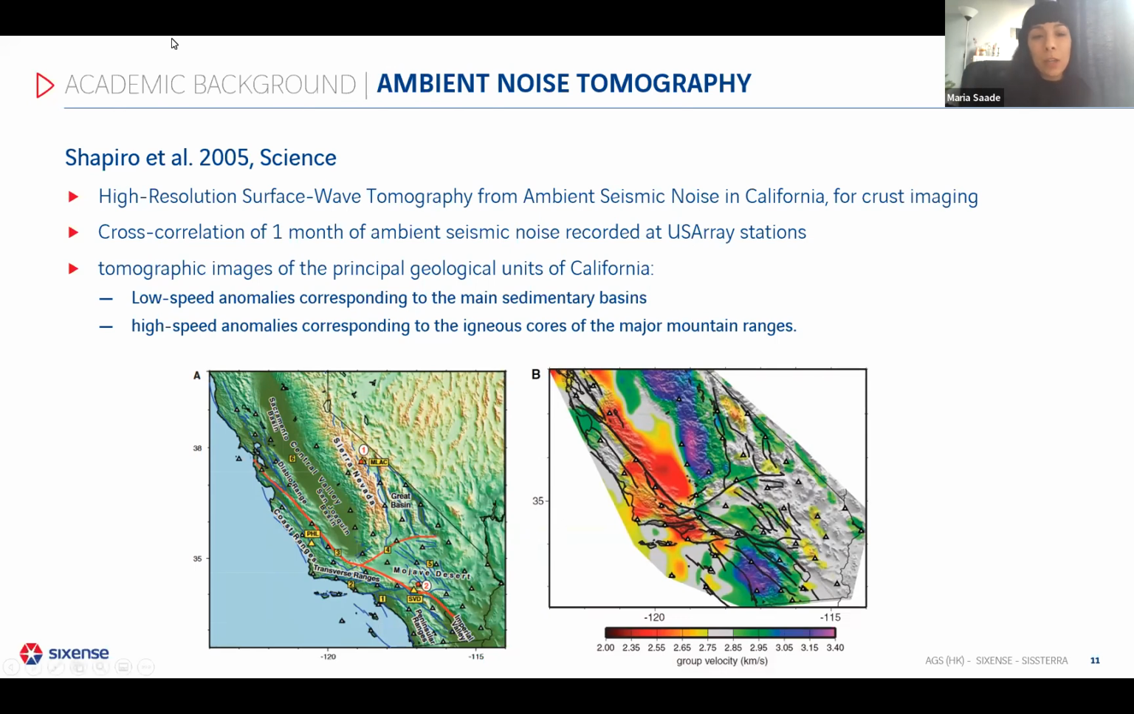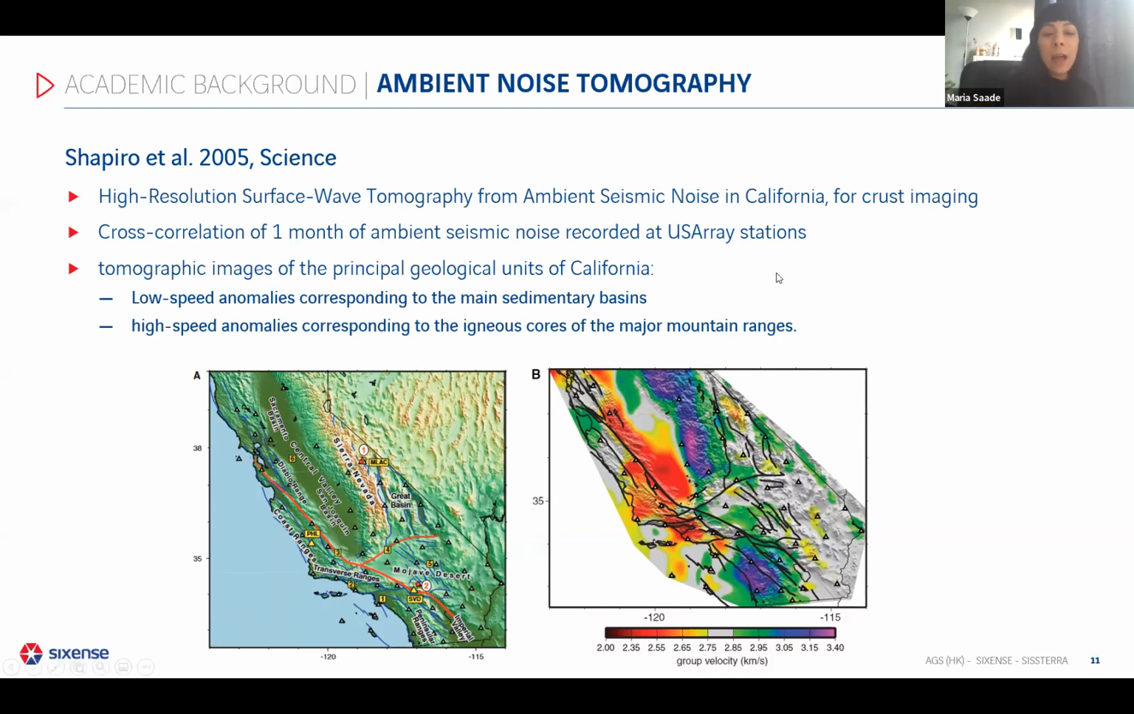So what I show you here is the first application that was published in 2005, for 3D seismic tomography. This application is, of course, on a larger scale. It's on the scale of California. The aim was to image the crust in California using US arrays. Here they used about 62 stations on, of course, a larger scale, 1,000 kilometers.